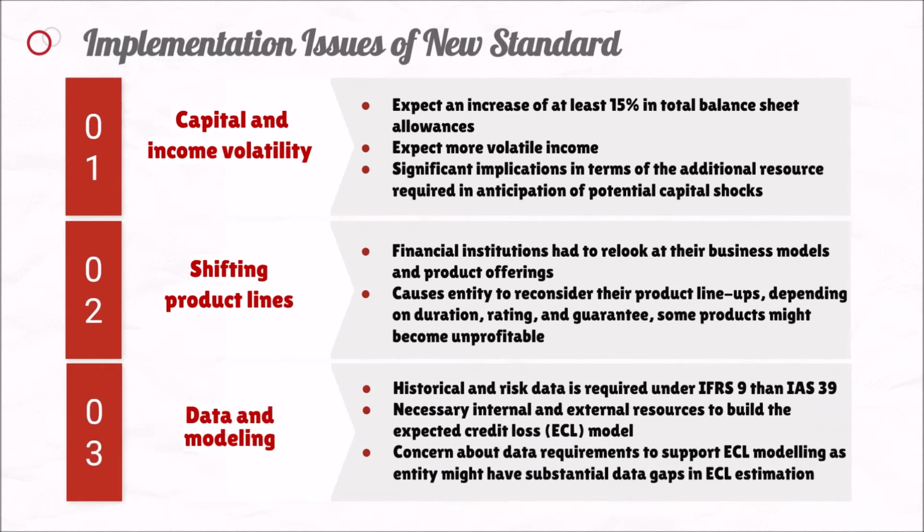Thirdly, data and modeling. More historical and risk data is required under MFRS 9 as compared to MFRS 139. There will be necessary internal and external resources required to build the expected credit loss, ECL, models. Entities were concerned about the data requirements to support ECL modeling, as they might have substantial data gaps in ECL estimations.